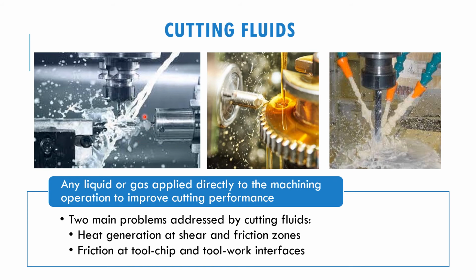For example, like this one. If we use the liquid in this area, the temperature will start to reduce, and then we can prolong the tool life. It can also reduce the friction between the cutting tool, chip and also the work materials. For example, like this one, it is oil based. So it reduces the friction between the tool and the work material, so that the work surface will become smoother, and the tool also can be used for a longer time.